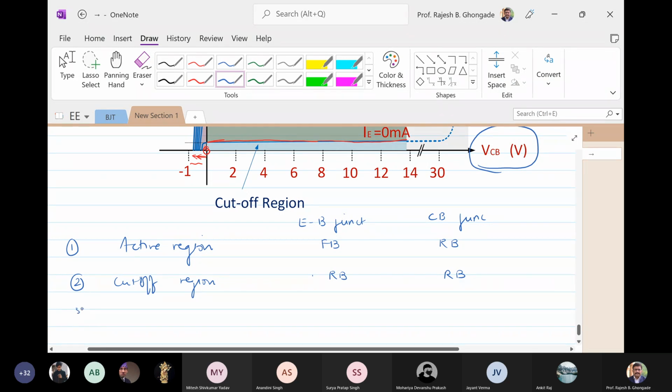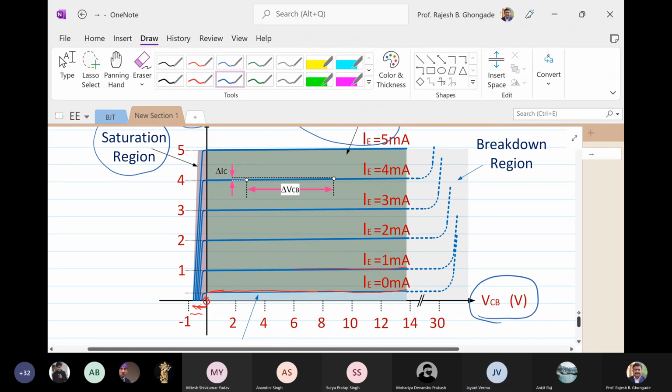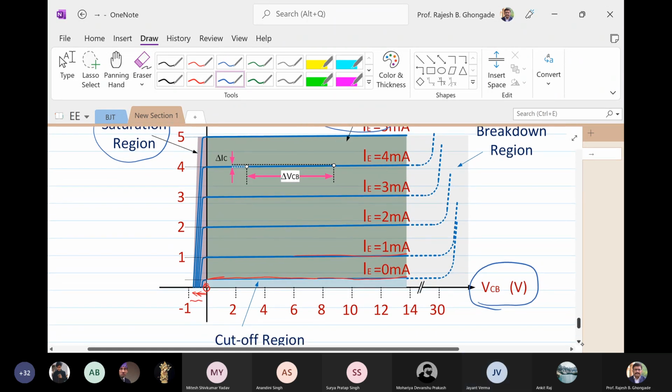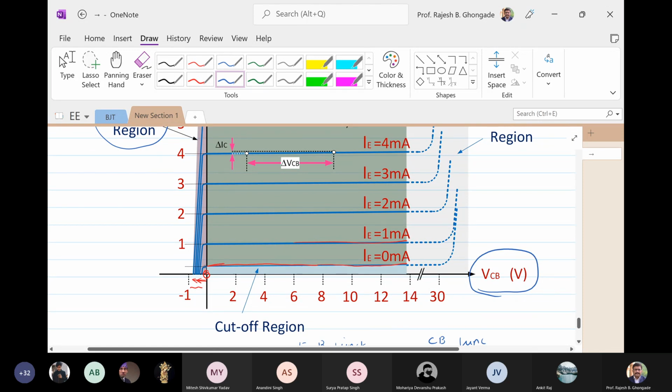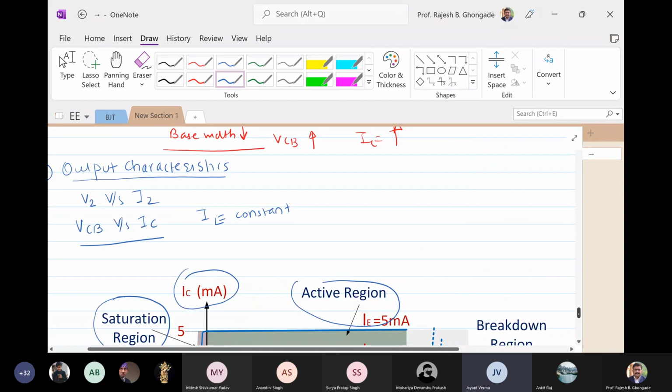और saturation region कब मिलता है? सर कट ऑफ रीजन को रिवर्स बायस क्यों करेंगे एमीटर बेस जंक्शन को? एक मिनट, तो जीरो पे ही आ जाएगा ना. ओके, गुड क्वेश्चन. लेट मी आंसर दिस. ये रीजन में क्या है? व्हाट इज VEB? व्हाट इज VCB? Rather, what is IE? IE is equal to 0. IE 0 है, इसका मतलब क्या है? Sir, IC is also nearly equal to 0.